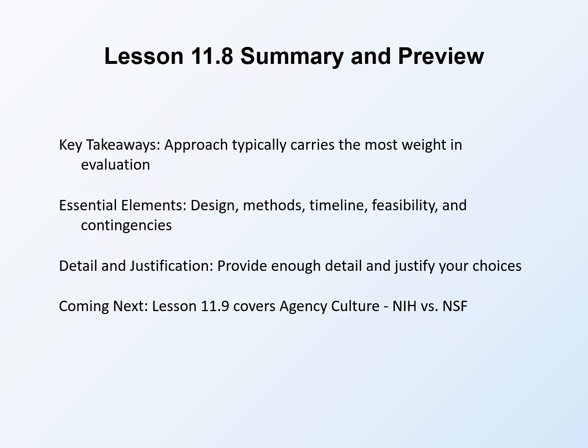Outline the approach section for a proposal in your area. Identify your design, major methods, and timeline. For each major element, write a sentence or two of justification, explaining why you made that choice. Identify three potential problems and describe your contingency plans.